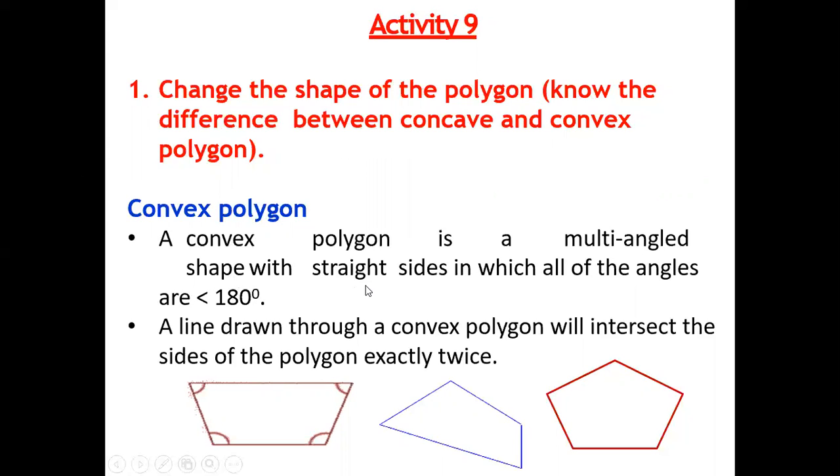It is a multi-angled shape with straight edges in which all the angles are less than 180 degree. In a convex polygon all the angles are less than 180 degree, whereas in a concave polygon at least one of the angles will be greater than 180 degree. A line drawn through a convex polygon will intersect the sides of the polygon exactly twice. So this line and this line are intersecting the sides of the polygon exactly twice.